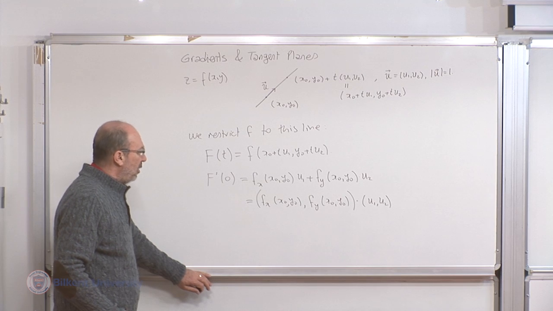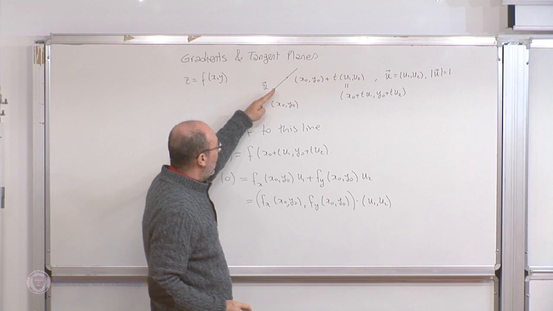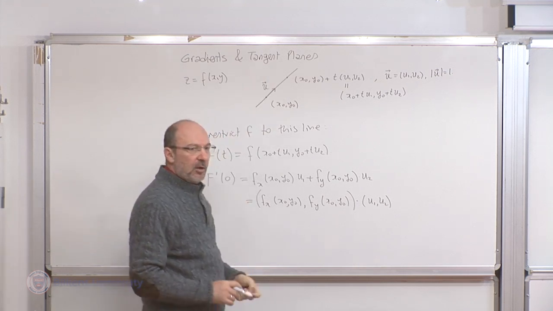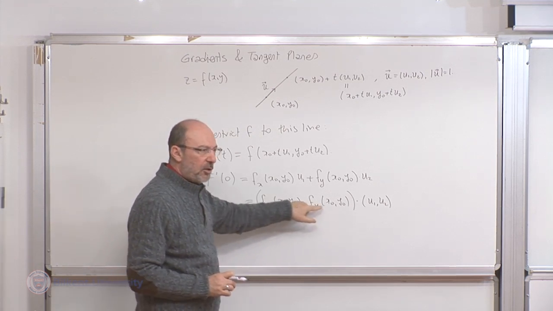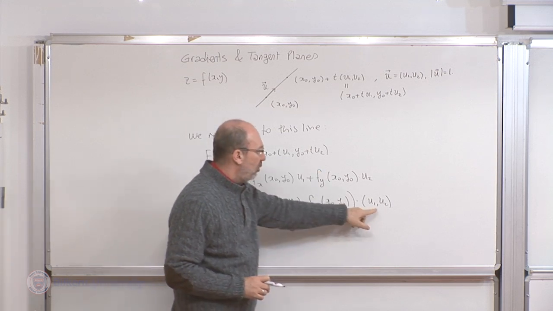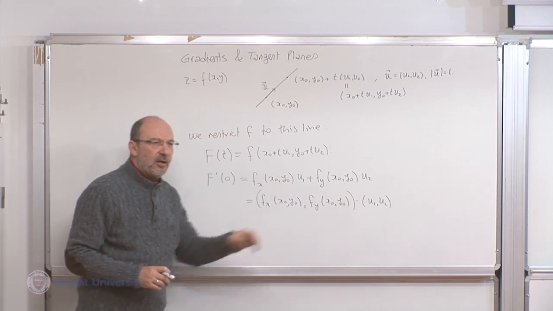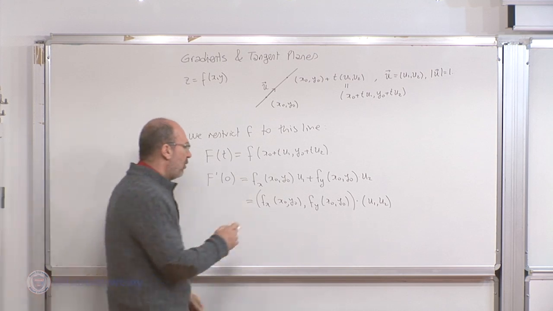Now the surprising thing here at first is that I'm trying to understand the rate of change of this function along a direction, but these numbers that show up on this side do not depend on the direction. The direction only shows up here. So apparently this vector here is intrinsic to the function. It's a property of the function. We give it a name.